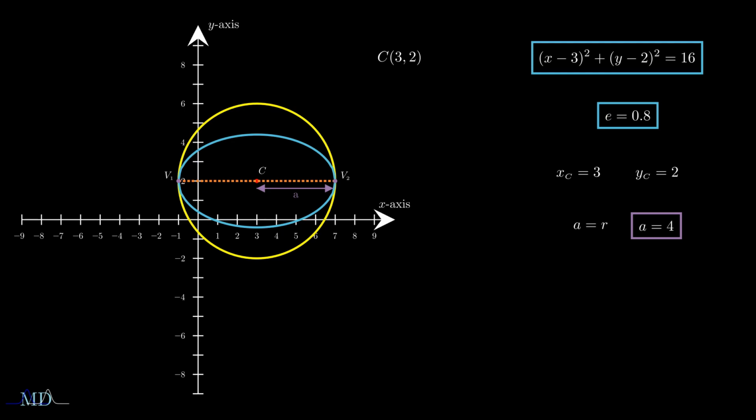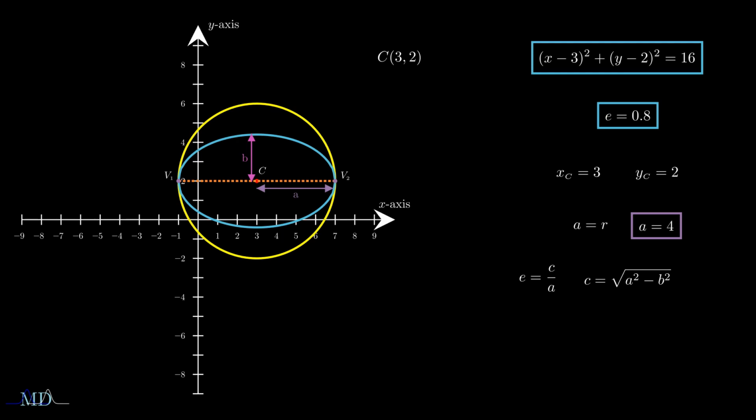We miss only one thing. That is b, the length of the semiaxis parallel to the y-axis. The information about the eccentricity will help us to find the value of b. The eccentricity is given by the ratio between c and a, where c is the distance of the 2 foci from the center of the ellipse. This distance in our case is equal to square root of a squared minus b squared, being a the semi-major axis, and b the semi-minor axis.